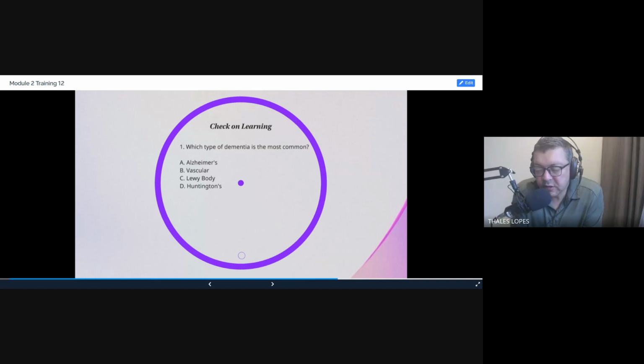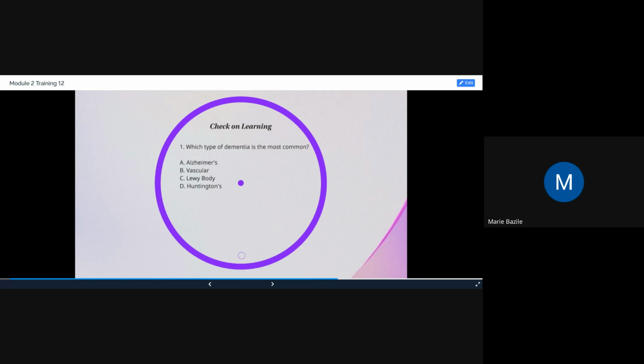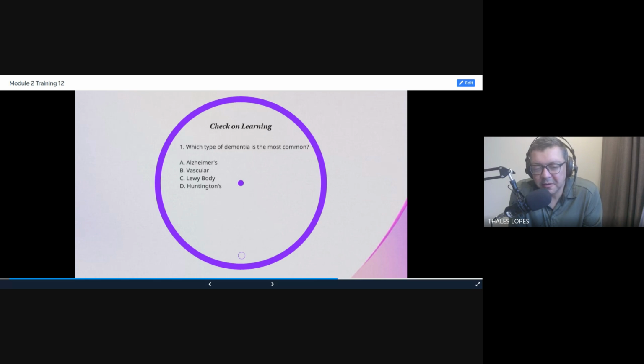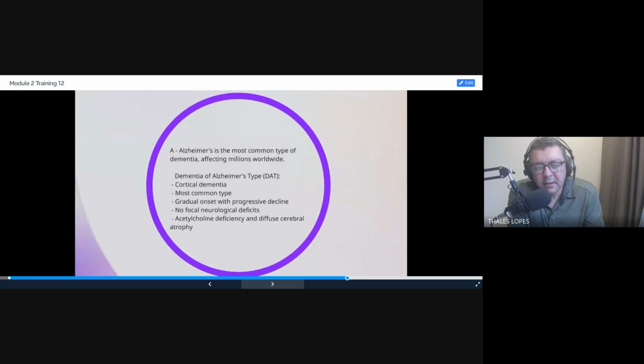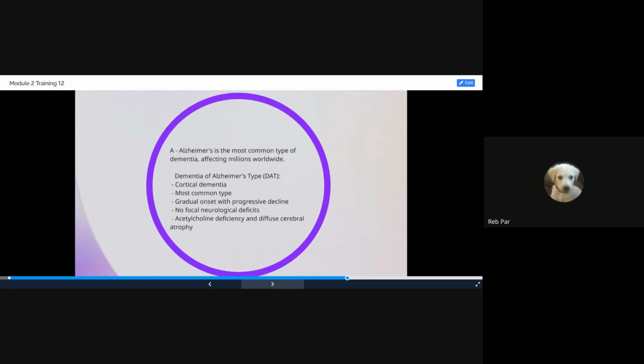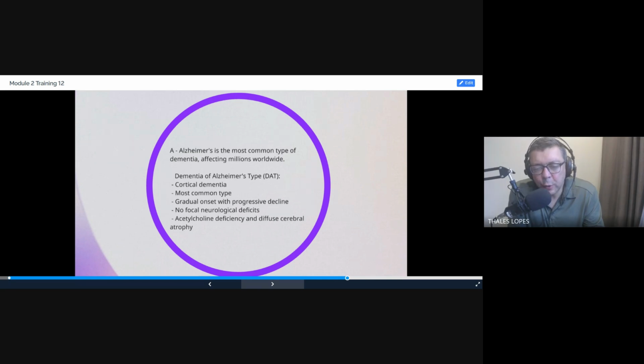How about Huntington disease? Does it fall under cortical or subcortical? Subcortical. Excellent. But isn't it a genetic disease? Yeah, that is a genetic disease as well, but it falls under subcortical. Excellent. Okay. So Alzheimer's is the most common. We mentioned that it's cortical. It's a gradual acetylcholine deficiency, right?